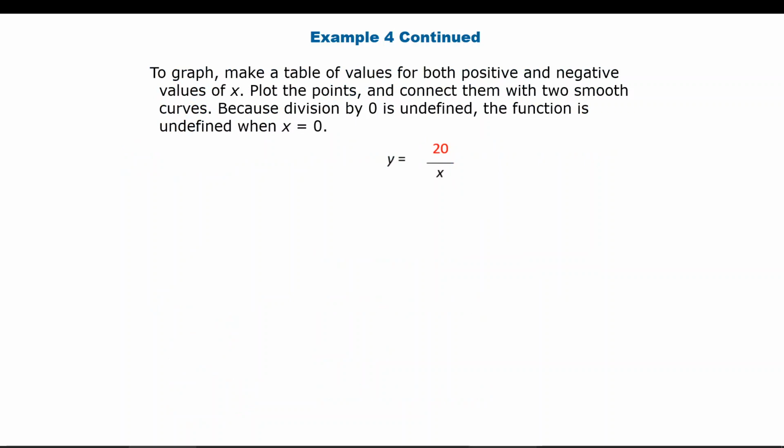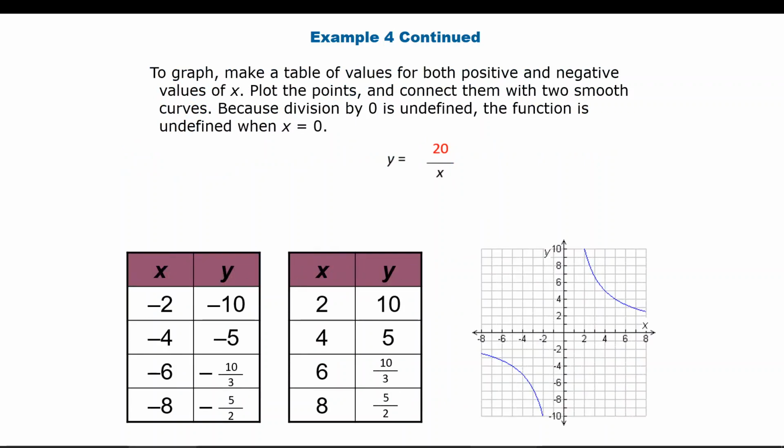Okay, so we also need to be able to graph inverse variations, and in order to do this, it's going to be a little bit different than we're used to doing. So first of all, we're going to make a table of values for both positive and negative values of x. So I'm going to use negative 2, 4, 6, and 8, and I'm also going to use positive 2, 4, 6, and 8. All right, so plotting the points, negative 2 is negative 10, negative 4 is negative 5, right here. Negative 6 is negative 10 over 3, which is about negative 3 1/3. So that's there. And our negative 8 is about negative 2 1/2. So then you just connect your points.